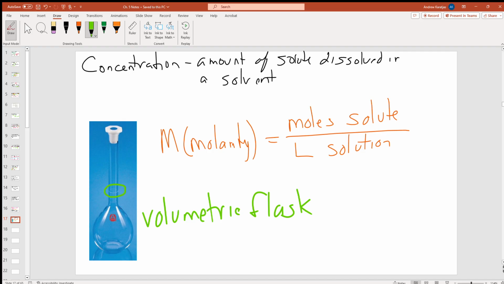So if you need to do this, you measure out your solute, you add it to the flask, and then you add solvent, up to near that line. You mix it really, really thoroughly until all of the solute has dissolved, and then you can fill it exactly up to that line. And then you can be confident that your liters of solution are accurate.